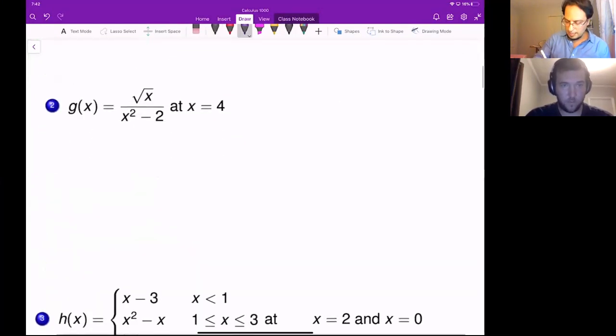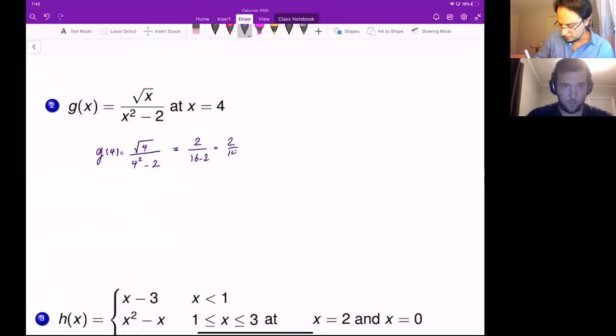How about this one? Okay, g of 4, that's what the question asks. The value of the function at the given point. g of 4 is root of 4 over 4 squared minus 2. And this is 2, square root of 4 is 2, over 16 minus 2, which is 2 over 14, and it is 1 over 7.